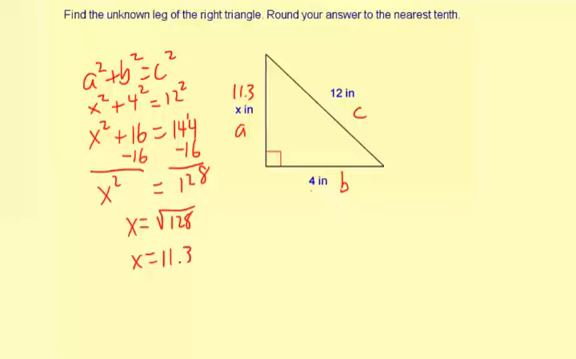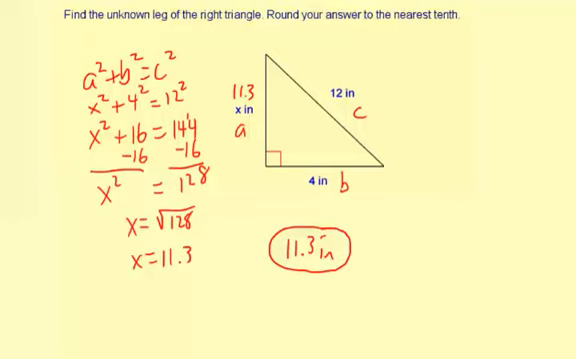We'll see if that makes sense. Well, 12 inches, the hypotenuse, should be the longest side, and then the two legs should be less than 12. We have 11.3 and 4. Both of them are less than 12, so that makes sense. So the unknown leg is 11.3 inches. And that's our answer.